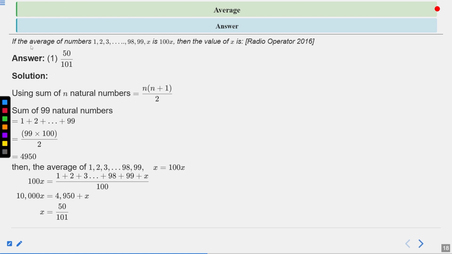So we can say that 100x equals (1 plus 2 plus 3 plus ... plus 98 plus 99 plus x) upon 100. So when we simplify, what do we get? We get 10,000x equals 4,950 plus x. We can say that because we calculated the sum of 1 to 99, plus x. So when we simplify it, we get the value of x, which is 50 upon 101. So the first one is the correct answer of this question. Next one.